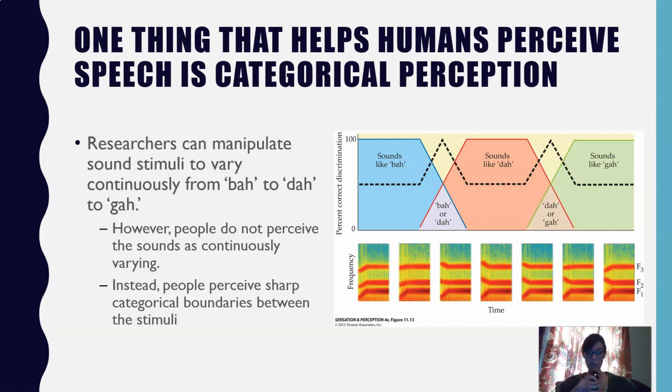Even when you present people with these hybridized phonemes, people don't perceive these different sounds as being continuously varying. What's interesting is that anything that falls in this middle region, you are going to perceive as either ba or da. Or if it's over here, in this little middle area where they overlap, you're going to perceive it as either da or ga. So people tend to perceive really sharp categorical boundaries between the stimuli. You will either hear it as da or ga. You will not get something in the middle of the two.